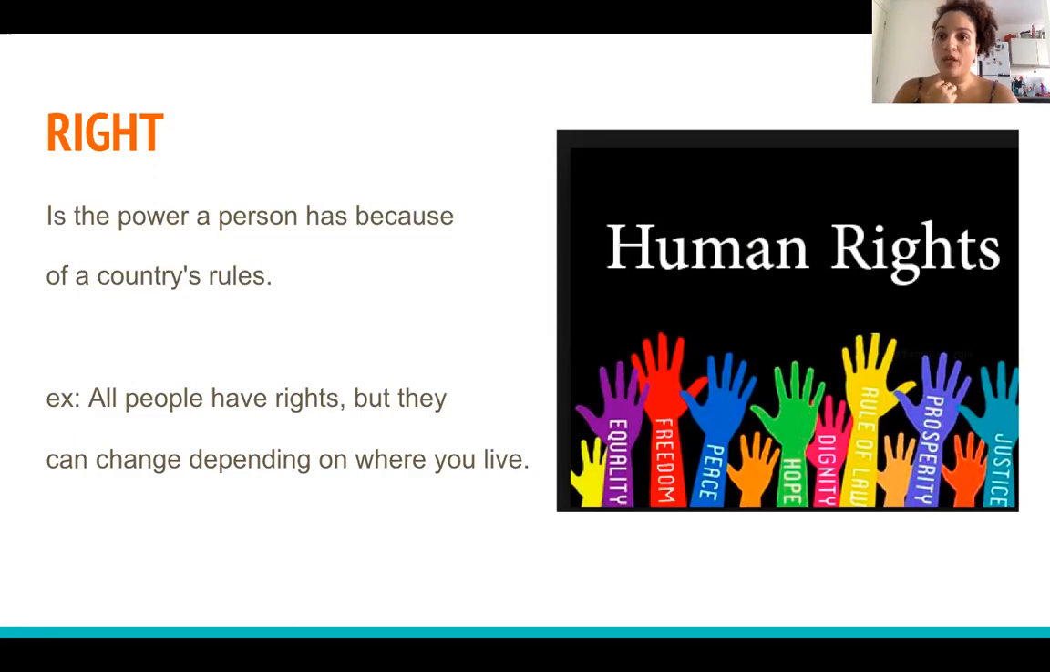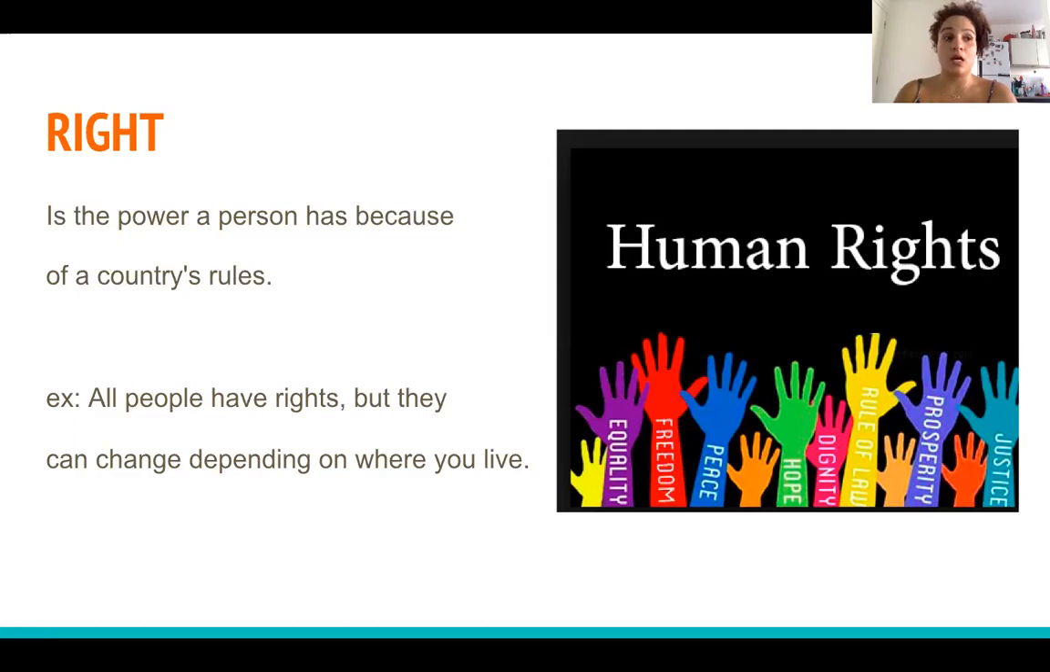For example, when we are born, we have the right to have a name. Or human rights that many people talk about. What are the human rights? Everyone that's a human has some rights. There are equality, freedom, peace, hope. They have the right to clean water, the right to medicine, okay? These are some of the rights.